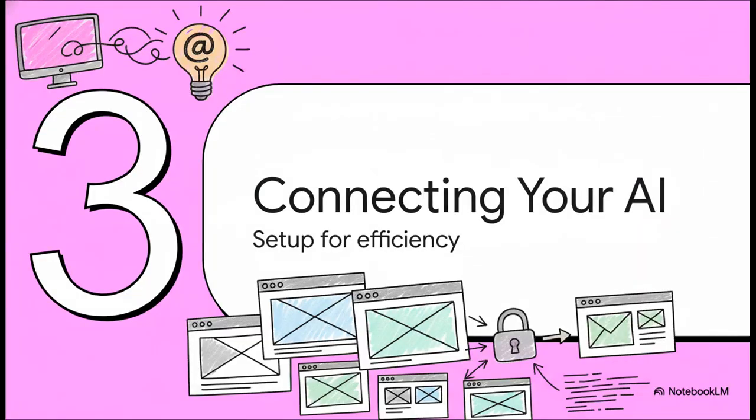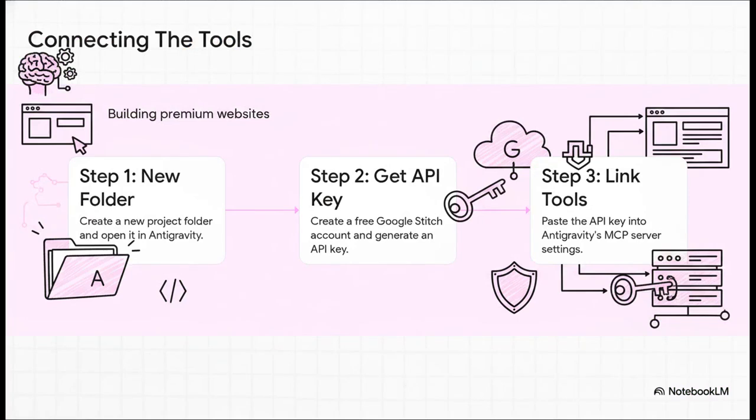Okay, now the real magic here, and the key to saving a massive amount of time, is getting these two tools to talk to each other. This setup lets us generate dozens, and I mean dozens, of visual designs so we can perfect the look and feel before a single line of code is ever written. And you know what? Connecting them is surprisingly easy. It's a quick, one-time setup. Step one, you just create a new project folder on your computer and open it up in Antigravity. Step two, you hop over to Google Stitch, create a free account, and grab an API key from the settings. And finally, step three, you just paste that key right into Antigravity's server settings. Boom, that's it. They're linked and ready to go.